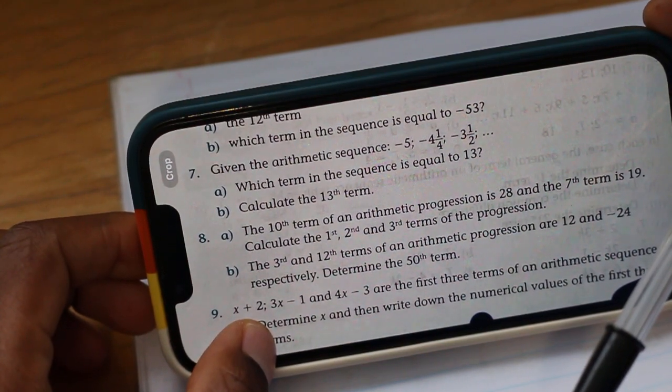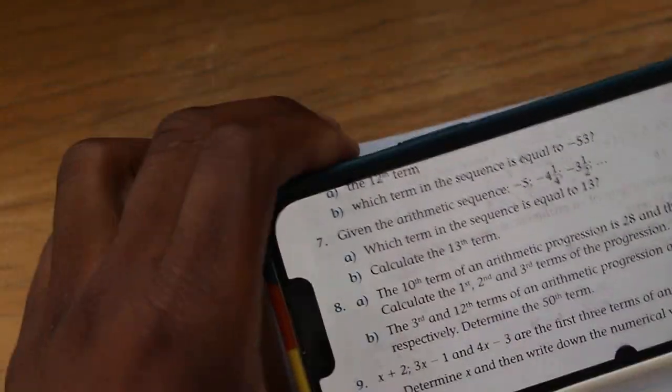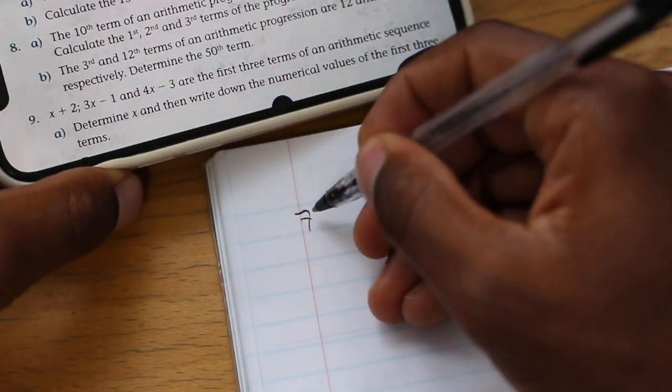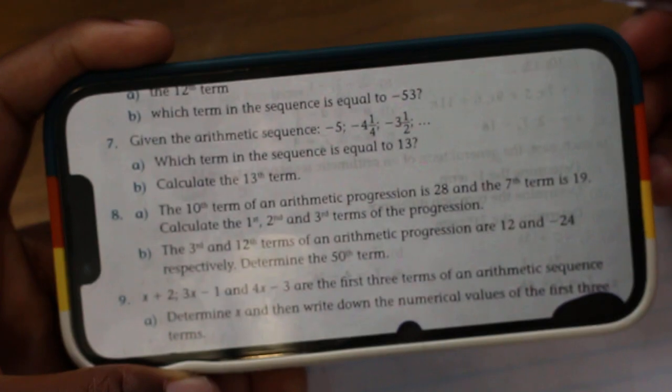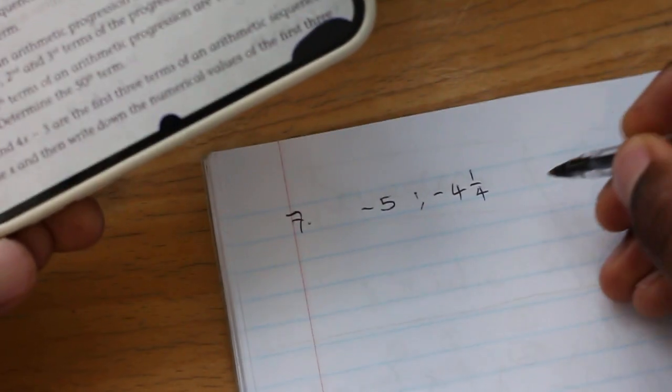Okay, given the arithmetic sequence, you can see that we've got negative numbers there. Let's get right into it. So number 7 is as follows. We've got minus 5, we've got minus 4 and a quarter, we've got minus 3 and a half. All right, this is what we have.